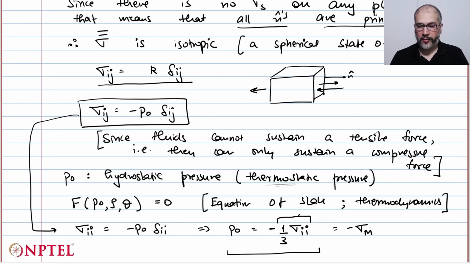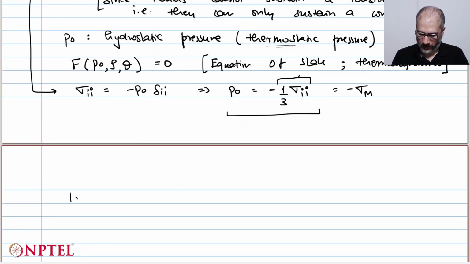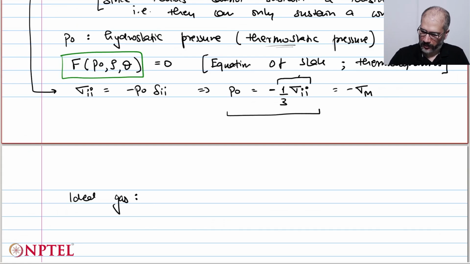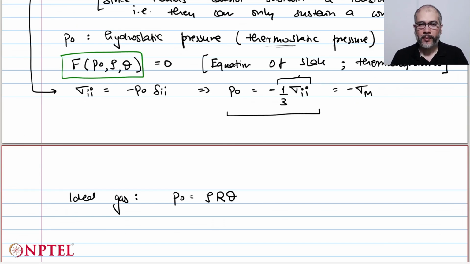So as a summary, for fluids at rest, we see this form of our sigma. That is, our sigma is isotropic and compressive in nature. And this P naught, which is called the hydrostatic or the thermostatic pressure, can be found out as the mean normal stress. And by the way, if you're dealing with an ideal gas, then this function f actually becomes P naught equals rho R theta. And for real gases, we may have modified relations depending on the nature of the gas.